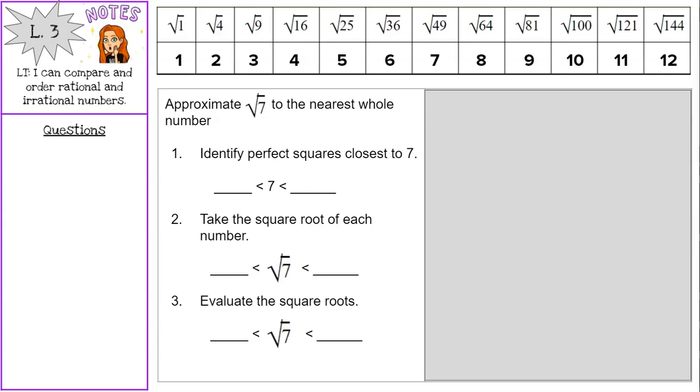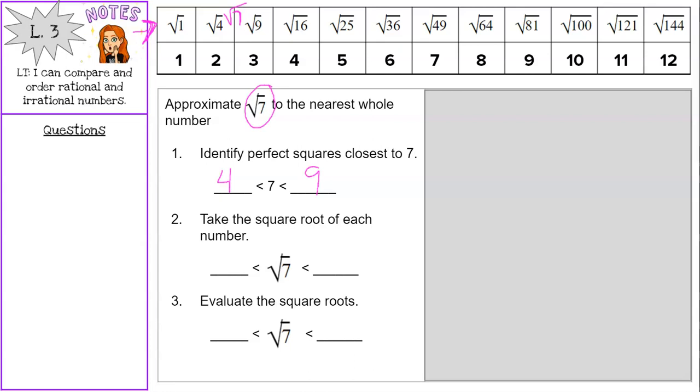So we are going to approximate or estimate square roots to the nearest whole number. For today we're going to start with the square root of 7 to the nearest whole number. The first thing we want to do is identify perfect squares closest to 7. So we're looking here, and we see that the square root of 7 would fall between the square root of 4 and the square root of 9. So 4 and 9 would be the perfect squares closest to 7.